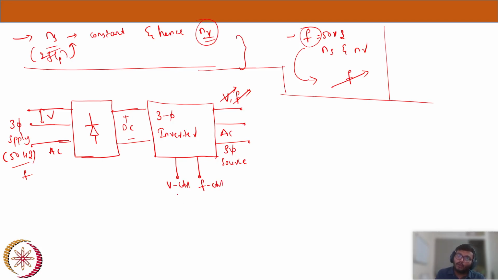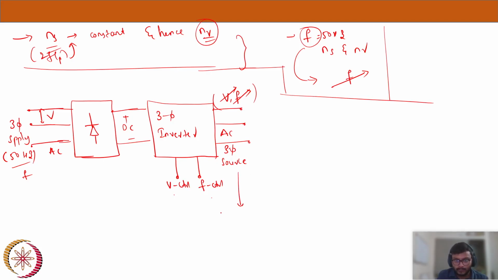Using this kind of voltage control and frequency control, let's say we are giving pulses to my switches in the inverter in such a way that I will get a variable voltage, variable frequency as the output of my three-phase inverter. Now this three-phase AC source is a balanced three-phase voltage source of variable voltage and variable frequency.